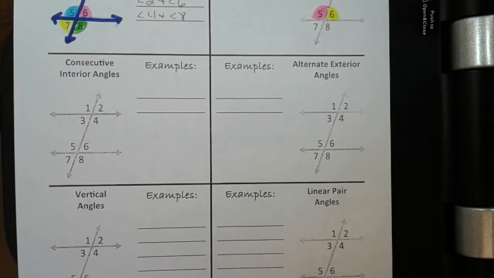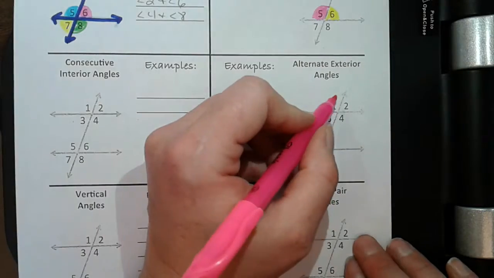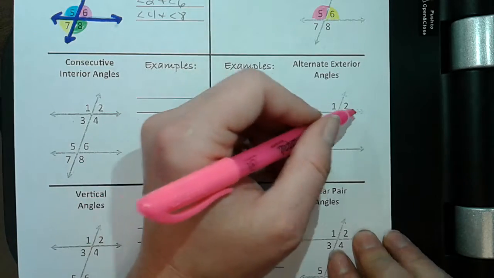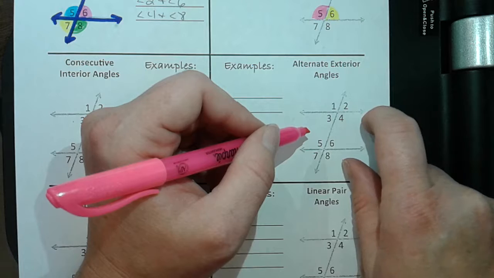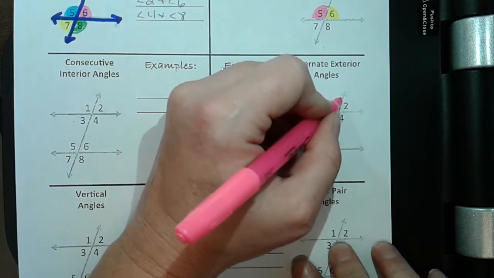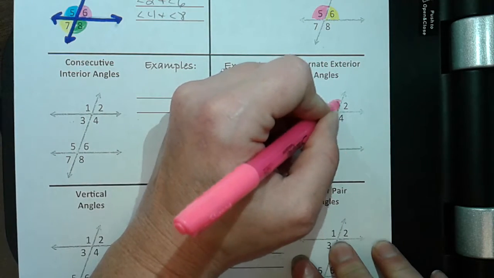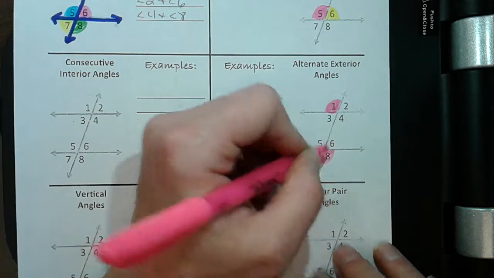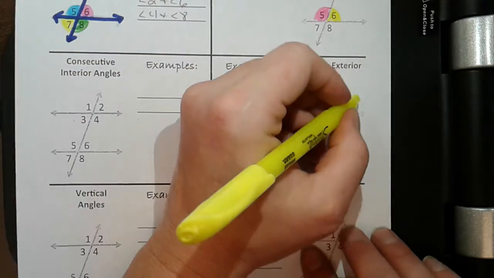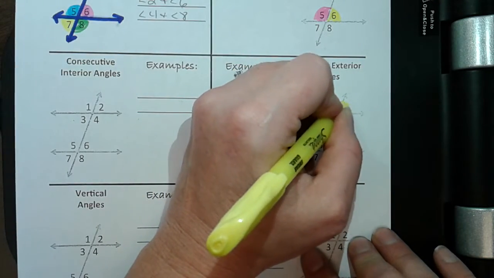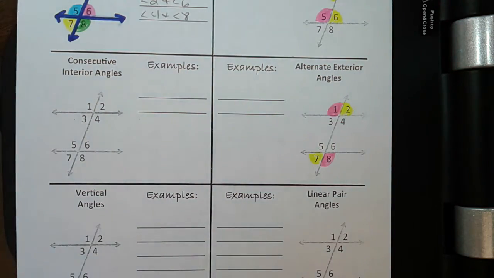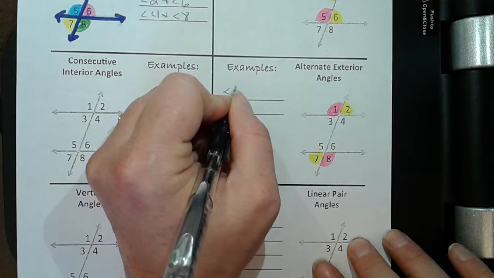So you've got alternate exterior angles. So that's going to give us a little hint to what they are. Well, alternate means they're on opposite sides of the transversal. Exterior means they're on the outside of the parallel lines. So instead of being in here, they're out here. So the alternate exterior pair would be 1 and 8. See, they're on opposite sides of the transversal, and they are outside of the lines, the parallel lines. So there we go. We have 1 and 8 and 2 and 7.